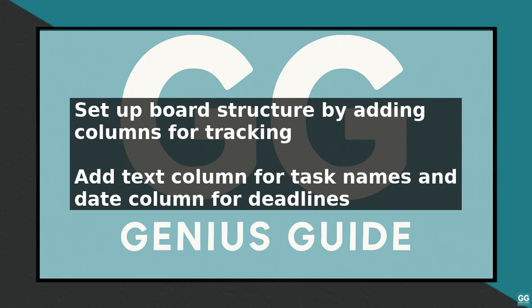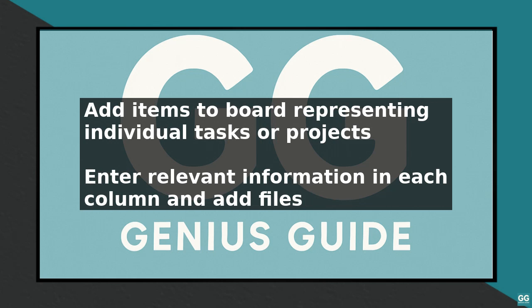To make your board more organized, use groups to categorize your items. Groups are used to separate items into different categories, such as high priority tasks, low priority tasks, or completed tasks. You can also use tags to label and filter items.